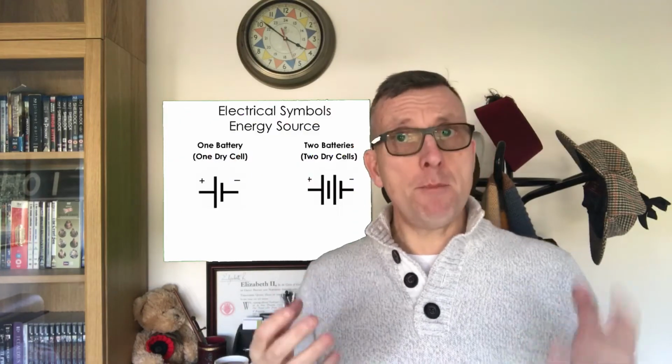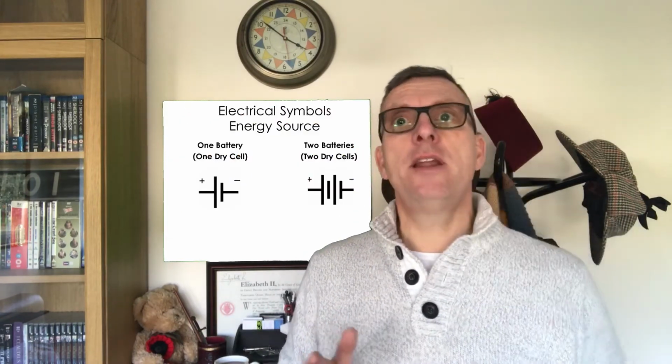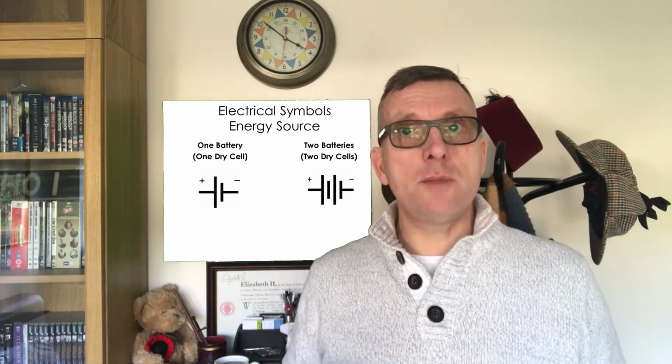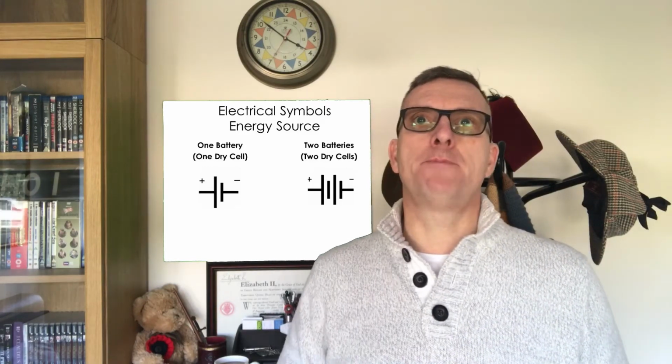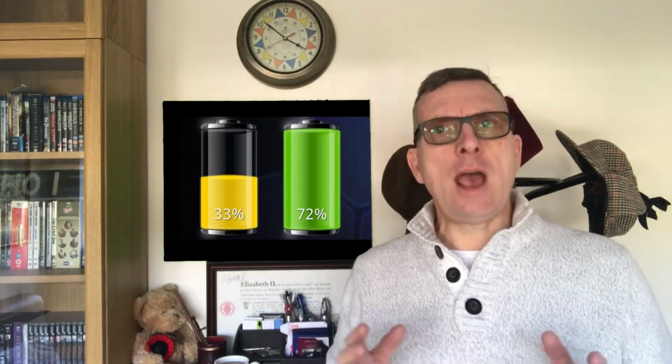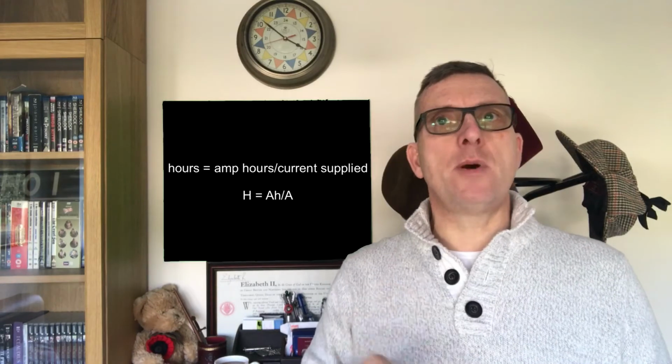A battery is a number of cells connected in series. The number of hours a battery will last depends on its capacity in amp hours and the current it is supplying. Now different appliances will take different currents from the same battery. Hours equals amp hours divided by current supplied.